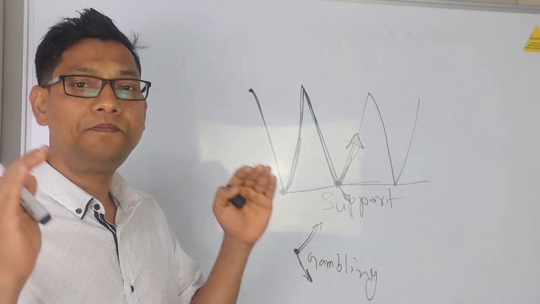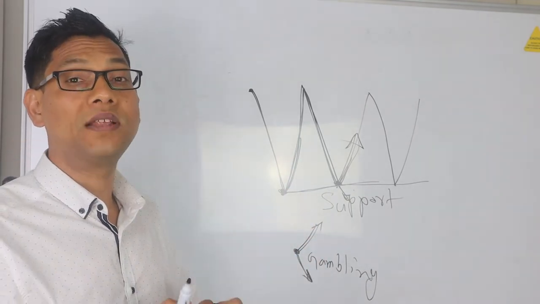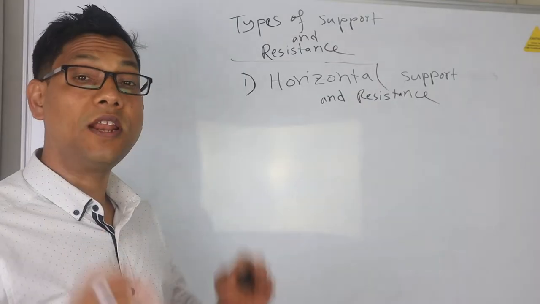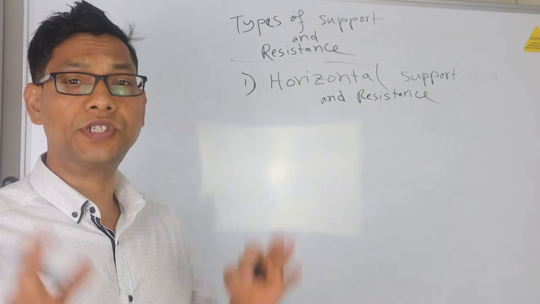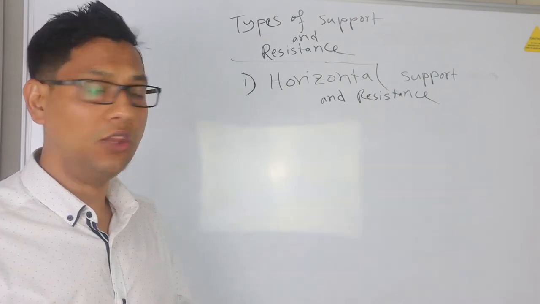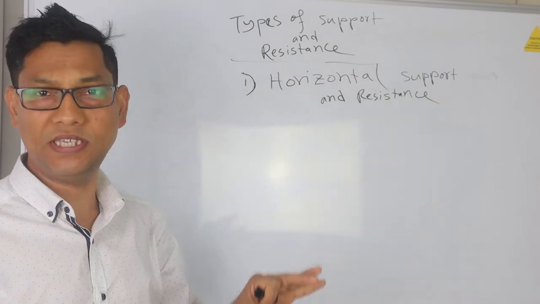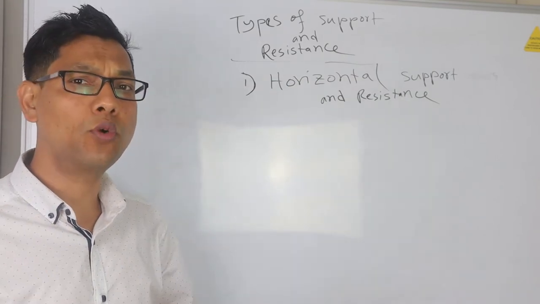Now let's discuss what the types of support and resistance are. So there are mainly three kinds of support and resistance. The first type we can call horizontal support and resistance. So what is horizontal support and resistance?